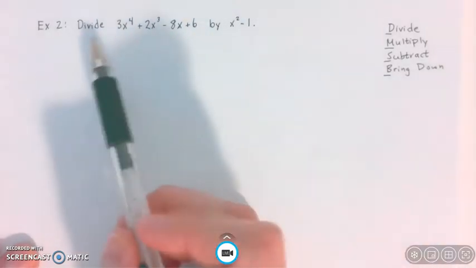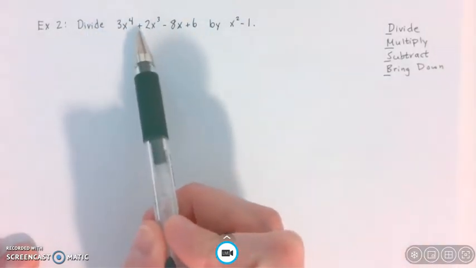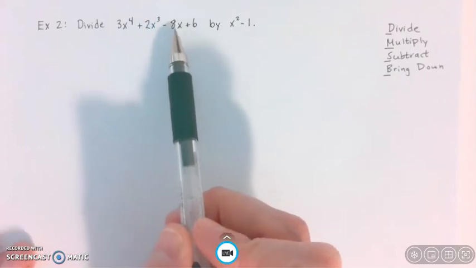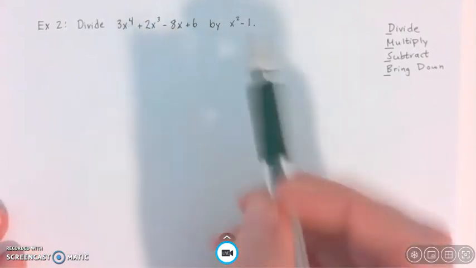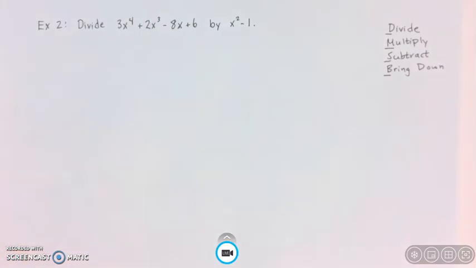In this example, we have 3x to the fourth plus 2x cubed minus 8x plus 6 divided by x squared minus 1. Because we're not dividing by a monomial, we are going to have to use long division to divide this. So the first thing that we have to note that's important for long division is that we have to make sure that every single power is represented.